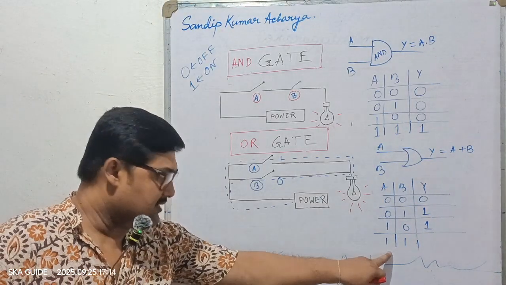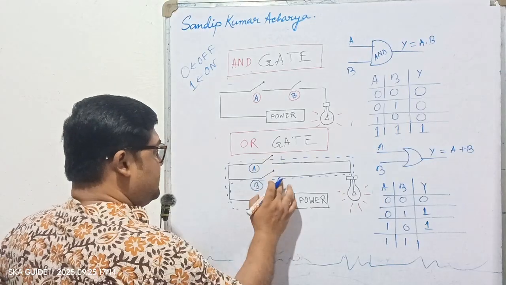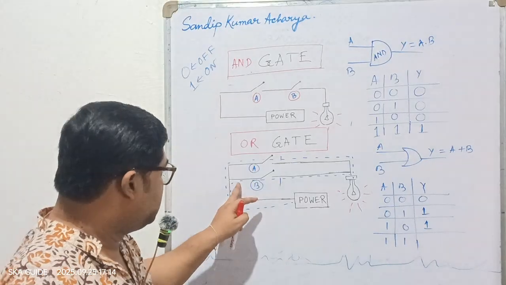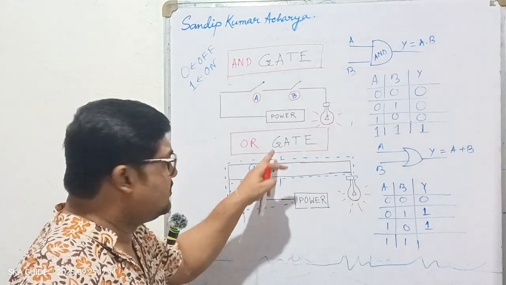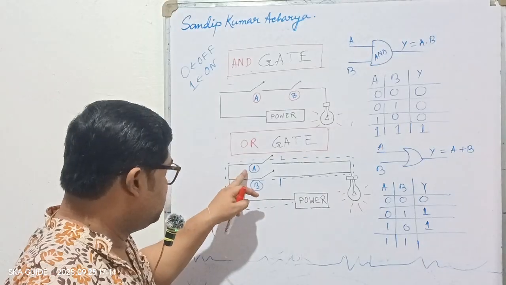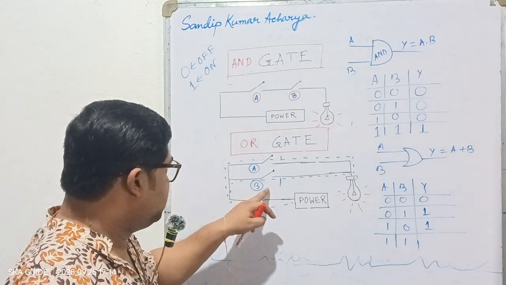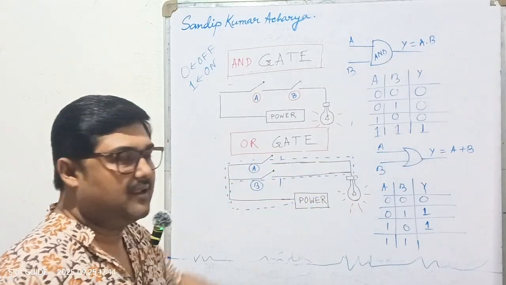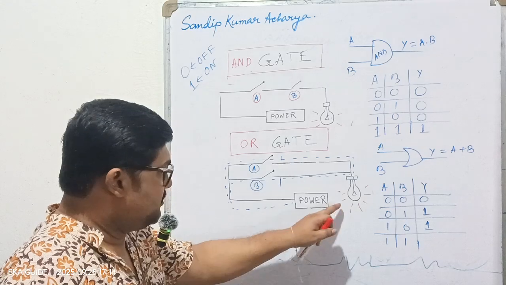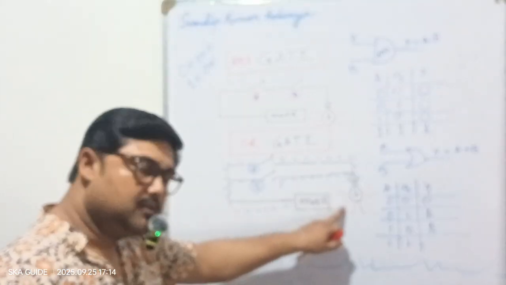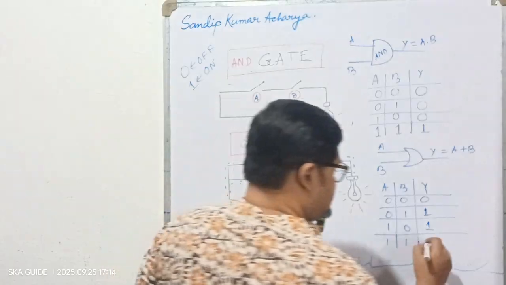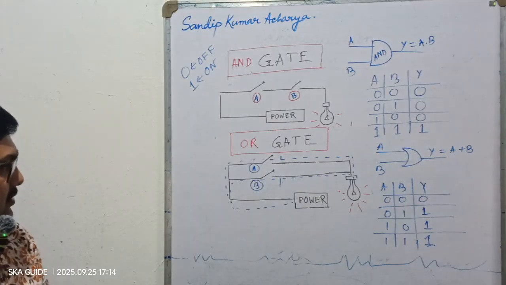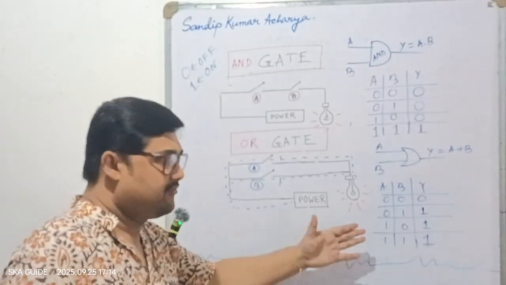And for the last case 1 1, both the connections are done in both the lines, so you can have power supply in both the lines. A is 1, B is 1. So both switches are on, and the on state helps the light get the power supply, so the bulb will glow. So it is also an on state or high state. So this is how the OR gate functions.